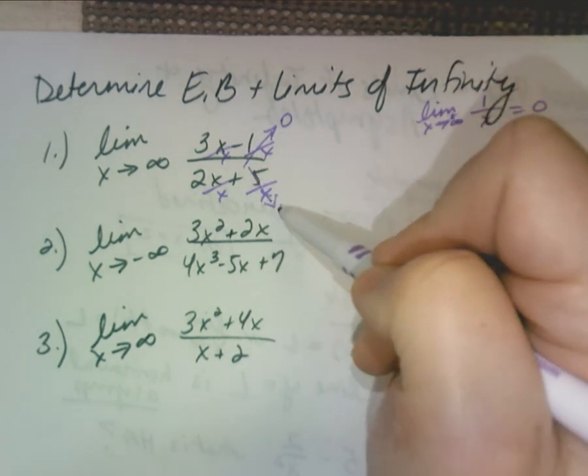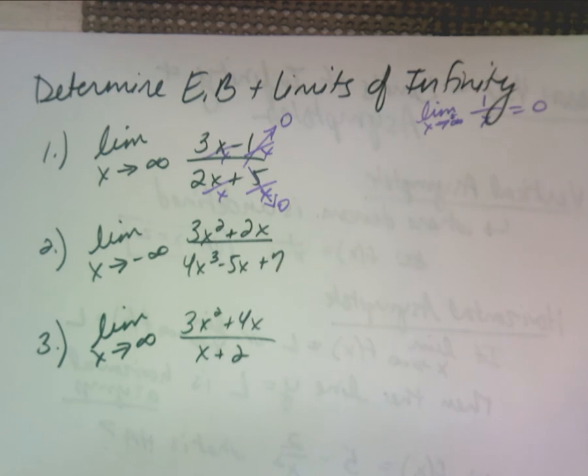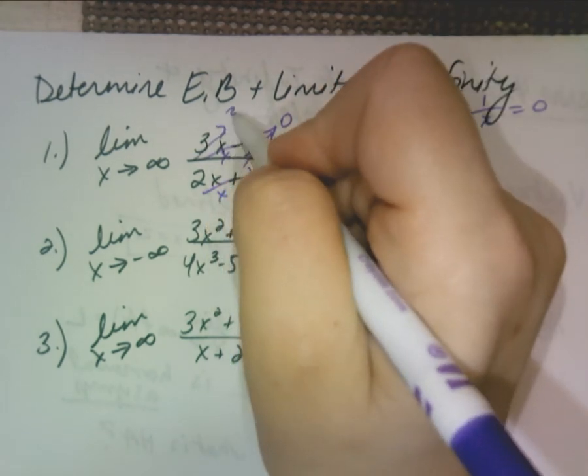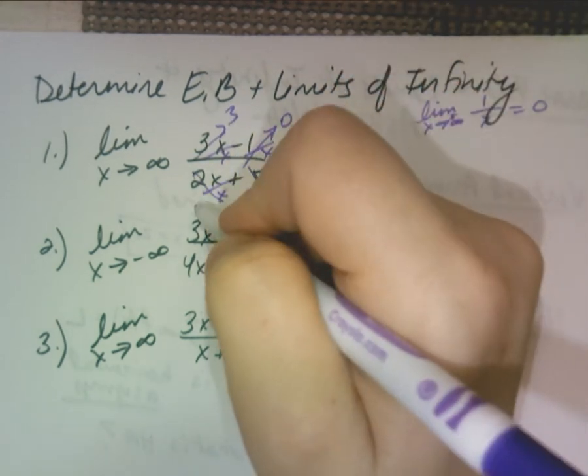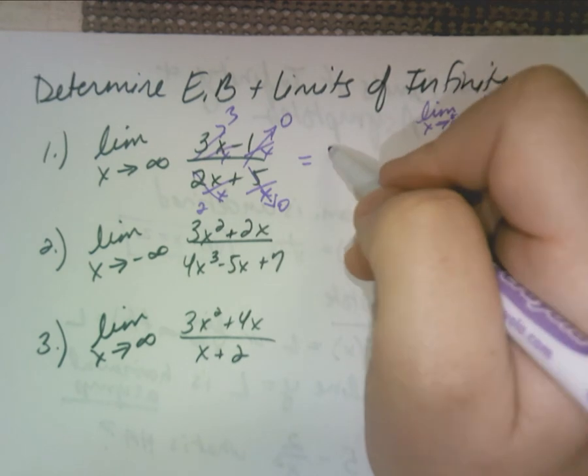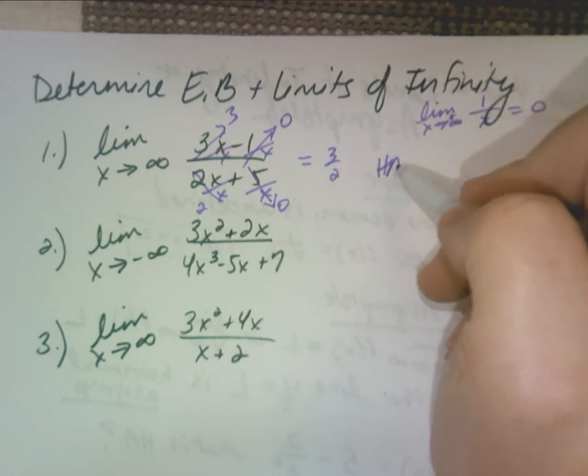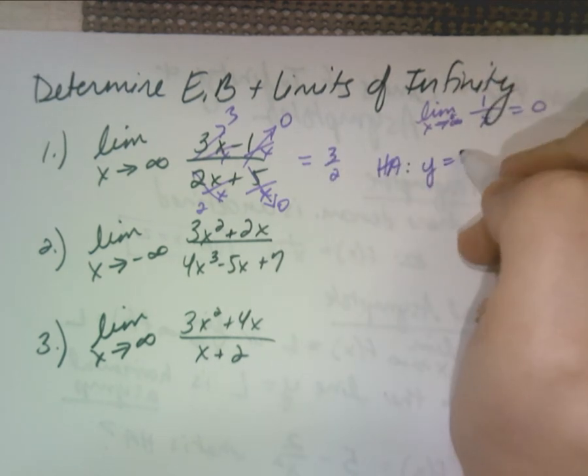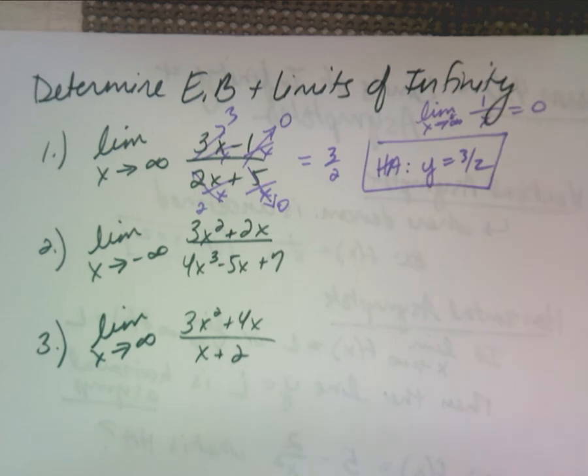So this guy goes to 0. This guy goes to 0. But what does this front one go to? 3. The limit goes to 3. What does this bottom one go to? 2. So where does this entire limit go to? 3 over 2. That is your horizontal asymptote. Y equals 3/2. Boom.